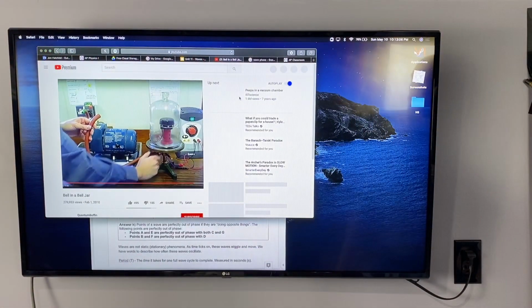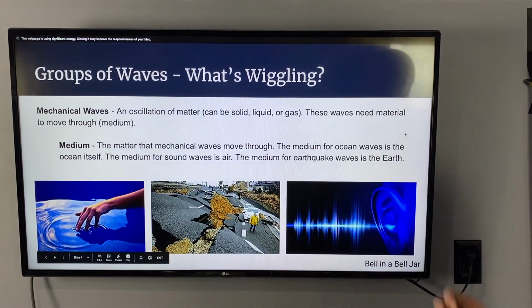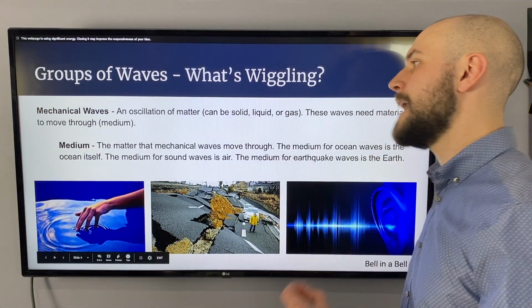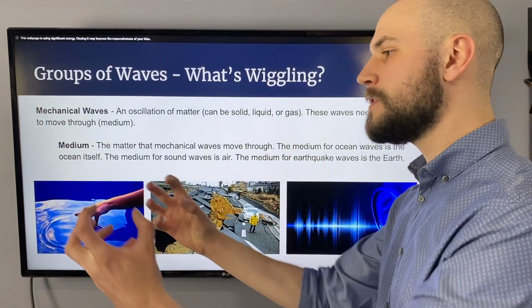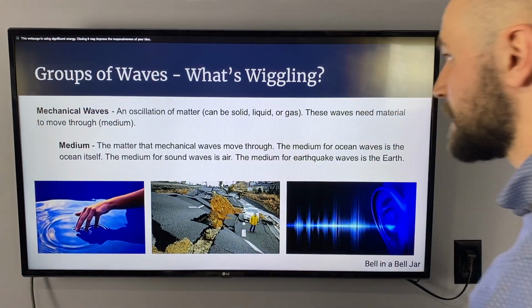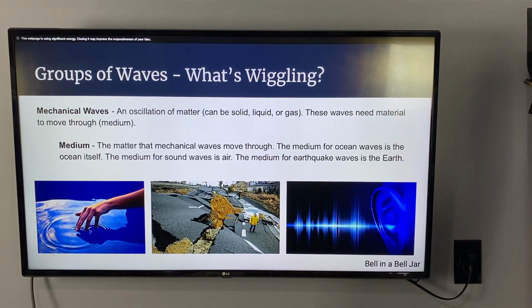All right, let's go back to where we were. Okay, but that's the big idea for mechanical waves. A mechanical wave needs something to travel through. And that something is what we call a medium, any type of matter that the waves travel through.